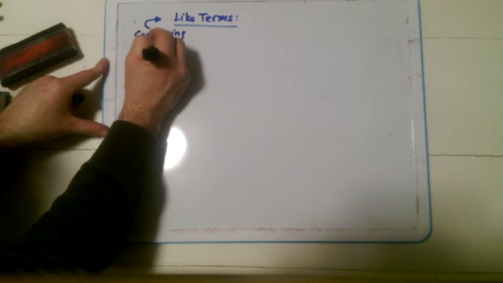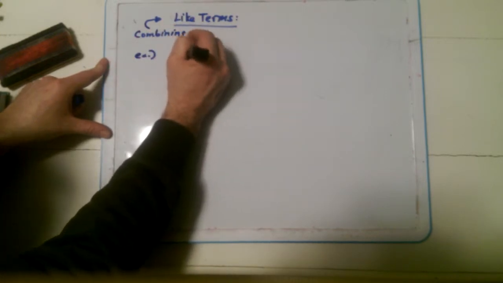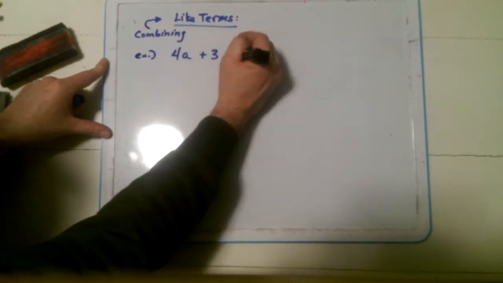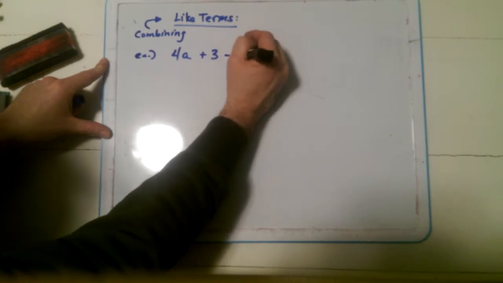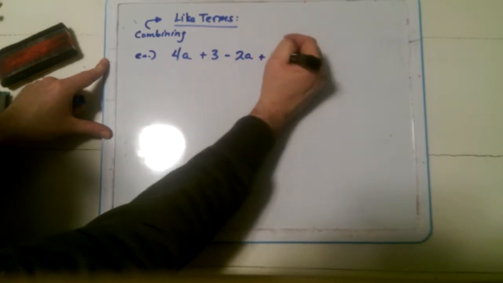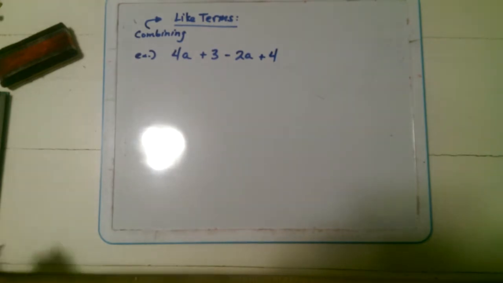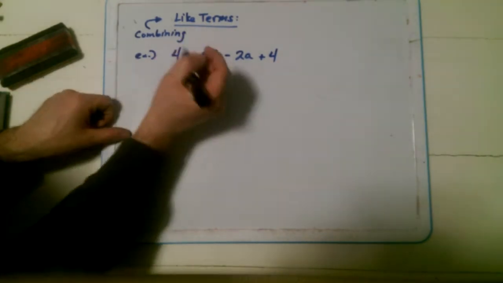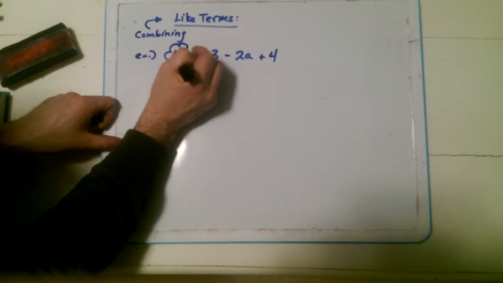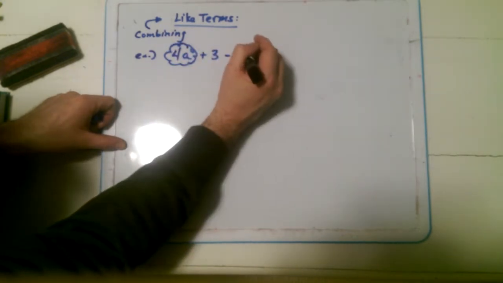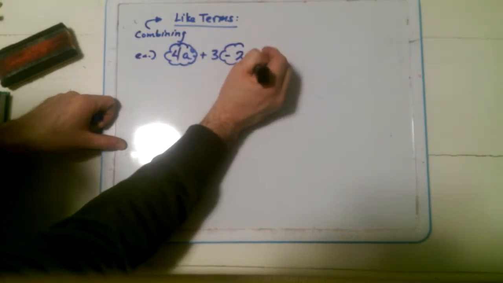So if we got something that looked like this, we'll start off easy. We'll say we had 4a plus 3 minus 2a plus 4. And we'll start there and say, okay, what is common to these ones? Here we have a 4a, and over here we have a negative 2a.